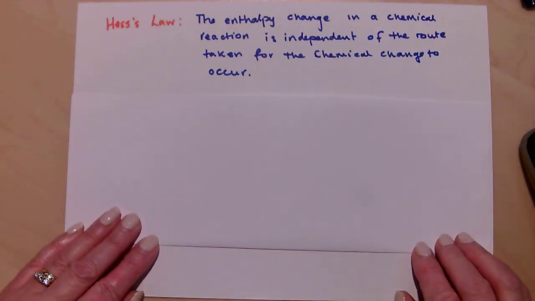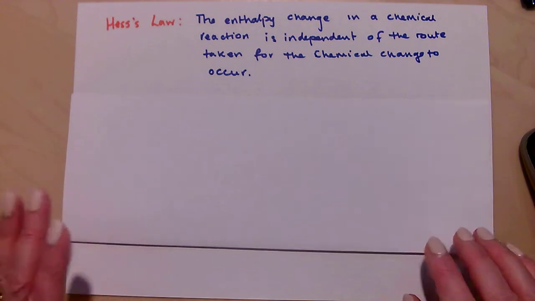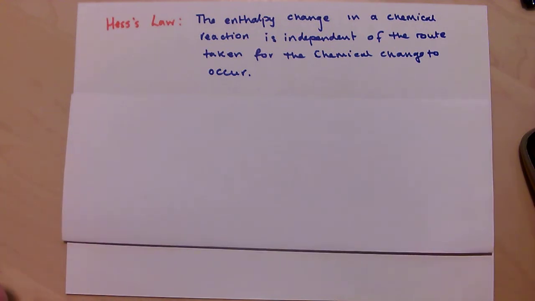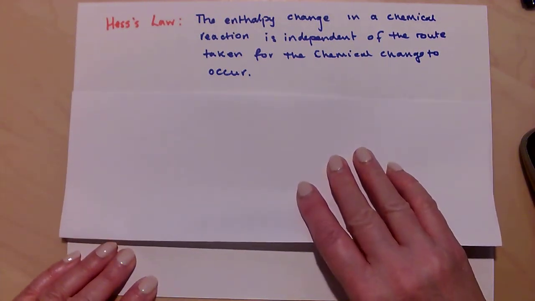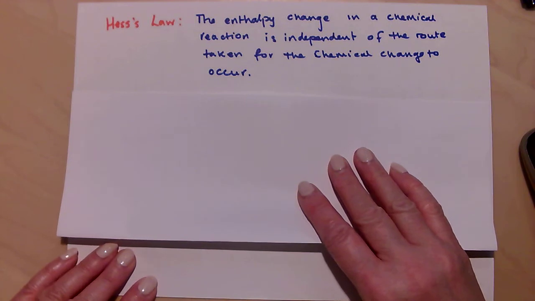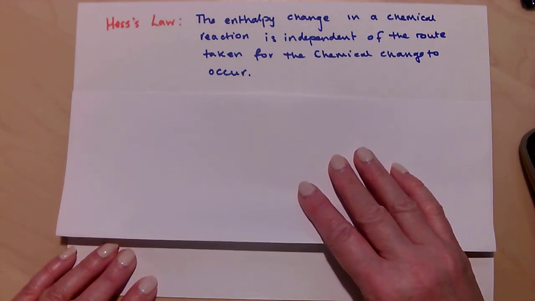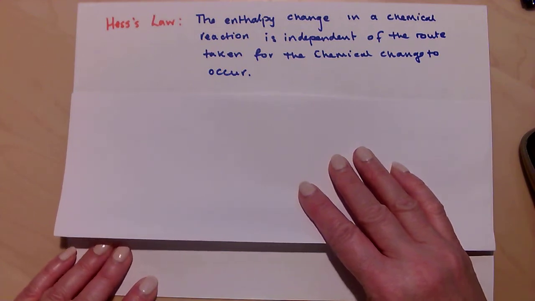So today I want to look at Hess's law. Hess's law is the enthalpy change in a chemical reaction is independent of the route taken for that chemical reaction or that chemical change to occur. So what that means is you'll have starting materials or reagents which then go on to products, and it doesn't matter how they get to those products, the overall enthalpy change will be the same.